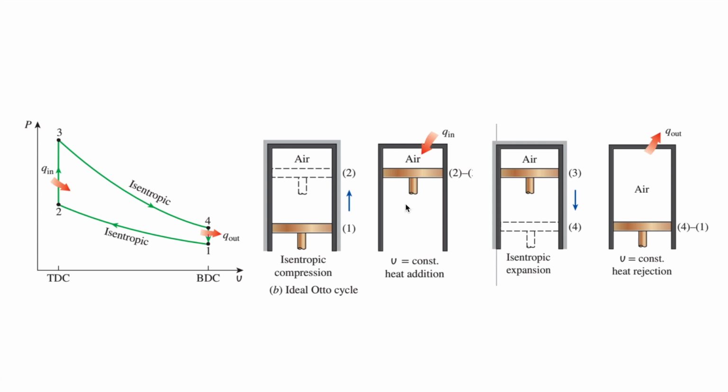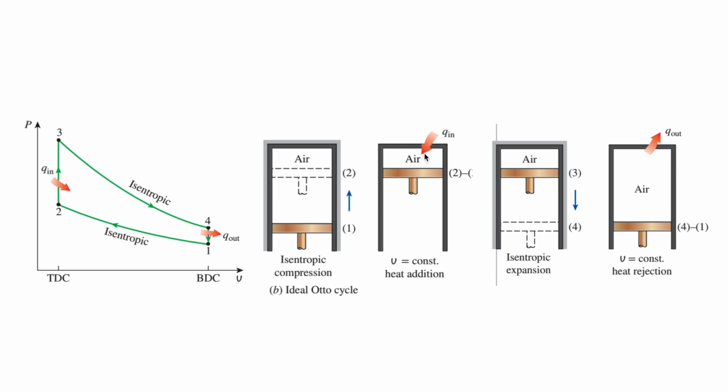Just so you can see visually what it looks like, we'll go over it one more time. Starting at position 1, bottom dead center here, you can see the piston head is at bottom dead center. And then from 1 to 2, we'll have that isentropic compression here. And then at 2, we'll be at top dead center.